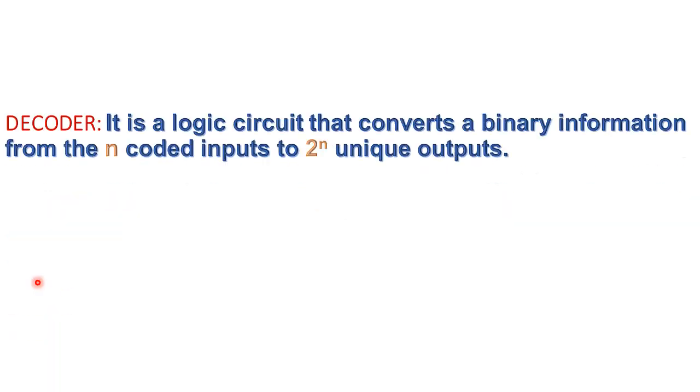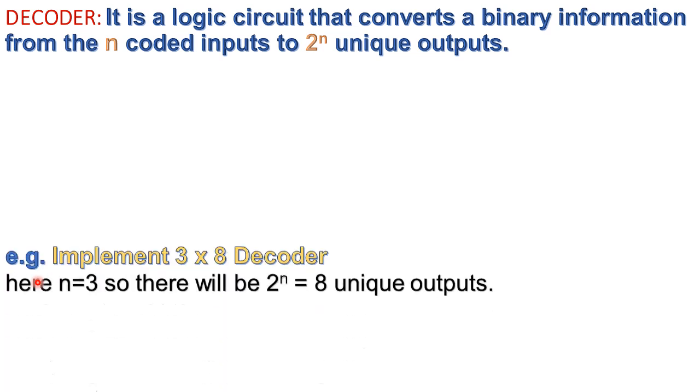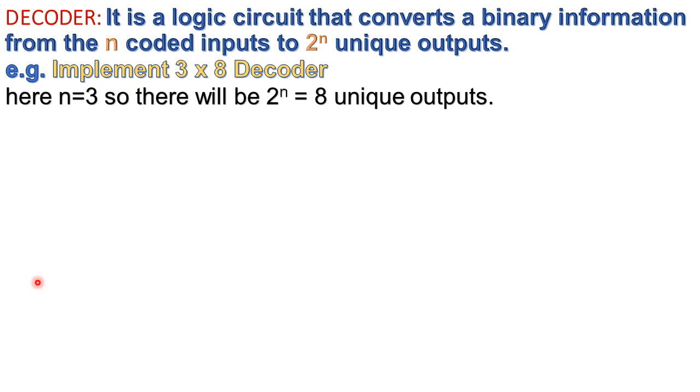Next combinational circuit is decoder. It is a logic circuit that converts binary information from the encoded inputs to 2 raised to the power n unique outputs. Outputs will be in the form of the decimal equivalent of the given binary information. Here we take one example. Implement 3 to 8 decoder.